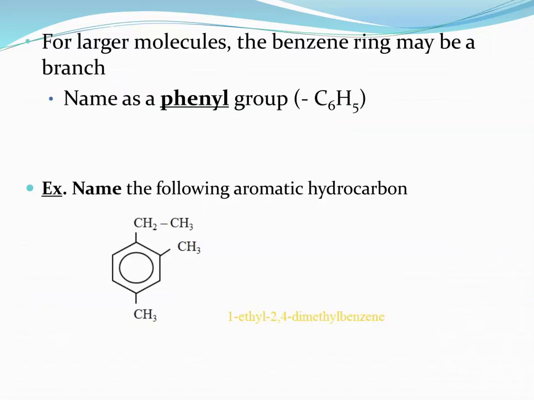Benzene rings may also be a branch on a long chain. If so, we call it a phenyl group. This example shows a benzene ring with 3 alkyl groups. Notice that we begin numbering at the ethyl group for carbon 1.